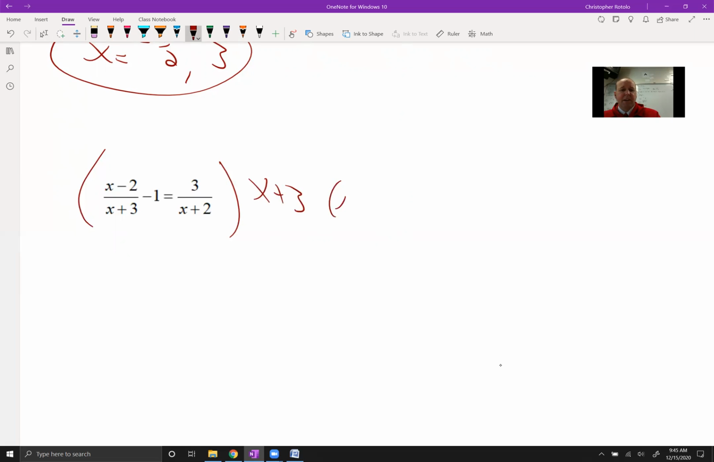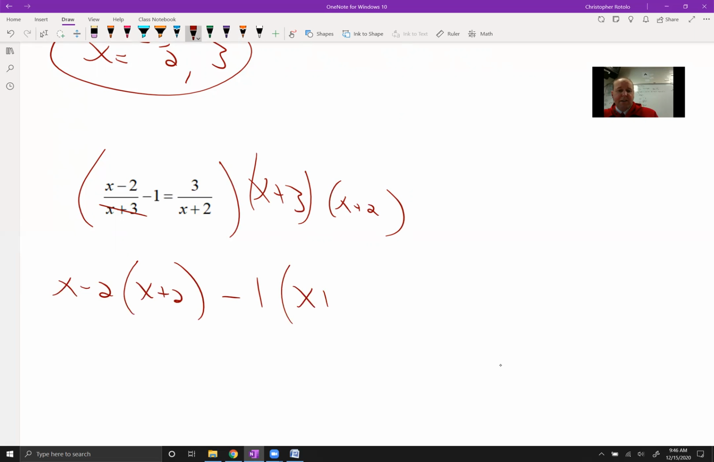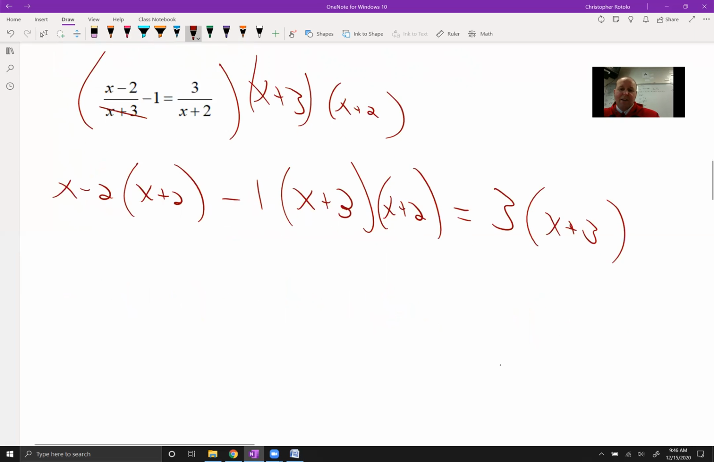x plus 3, x plus 2, so that makes up my common denominator. So I have x minus 2, and then we're going to cross out the x plus 3, so I get x plus 2. That's just the first term. And then I got minus 1 times the whole thing. Now I'm just ready to cry. This is just terrible. x plus 2 cancels, so I need 3 times x plus 3. Look at this thing. Wow.